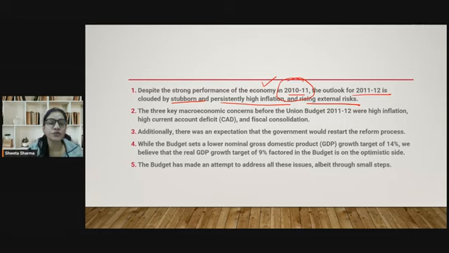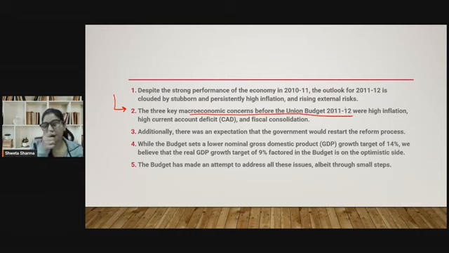Three macroeconomic concerns before the Union Budget 2011-12 were high inflation, high current account deficit, and fiscal consolidation. So this seems to be giving a background on what the three macroeconomic concerns about the union budget are. Right now it's the budget 25-26, but let's go back to history, and we see it's talking about a budget more than a decade back, 11 to 12. What were the three main points of concern?